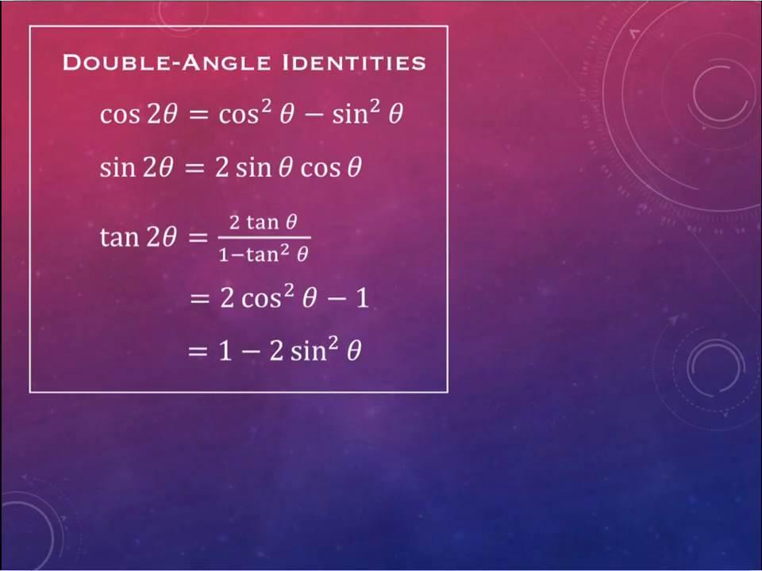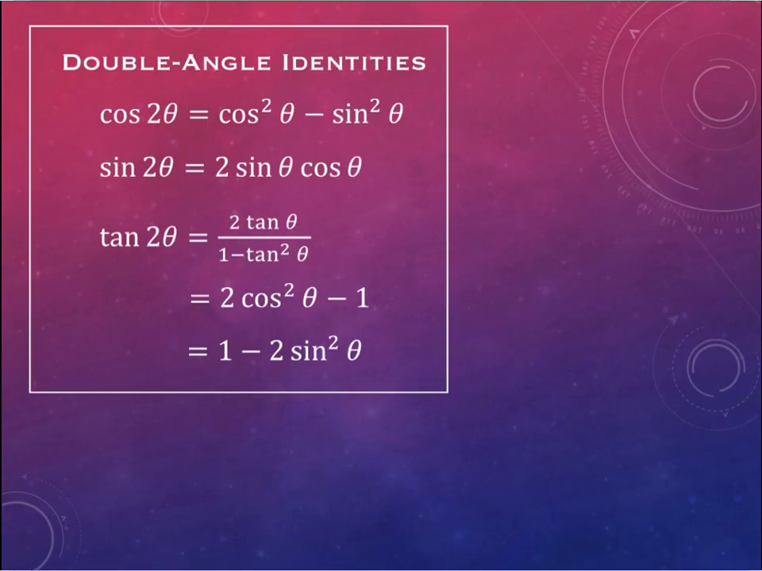But you can see that the cosine of 2 theta is cosine squared theta minus sine squared theta. Sine of 2 theta is 2 sine theta cosine theta. And the tangent of 2 theta is 2 tangent theta over 1 minus tangent squared theta. For cosine, it can also be 2 cosine squared theta minus 1, or 1 minus 2 sine squared theta. So any of those can be used depending on the information you have. One might be preferable to the others, right?